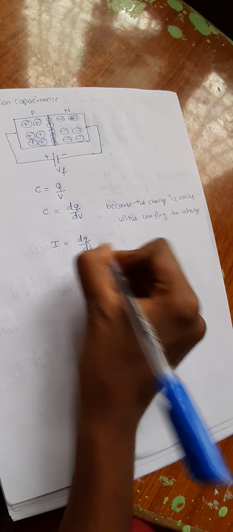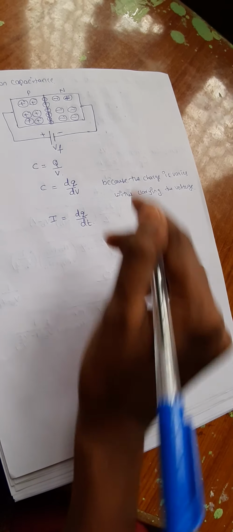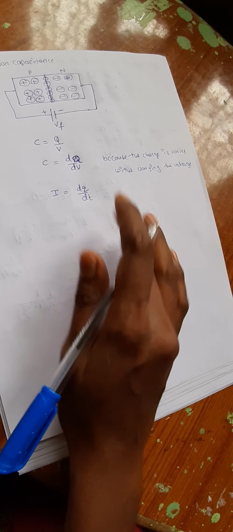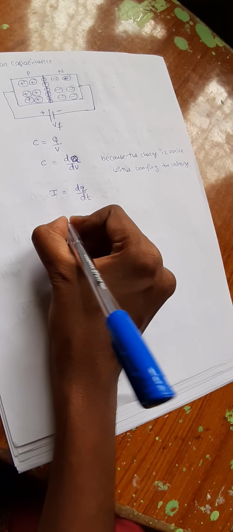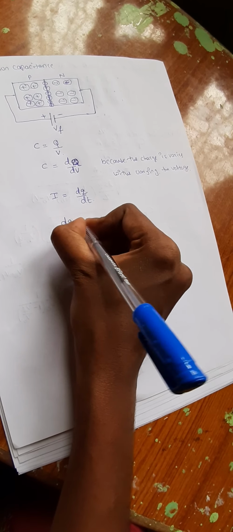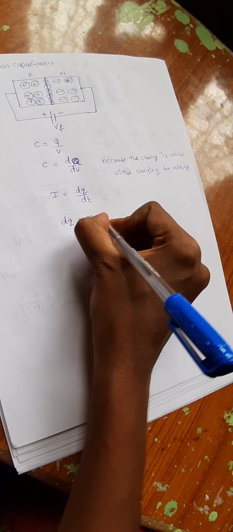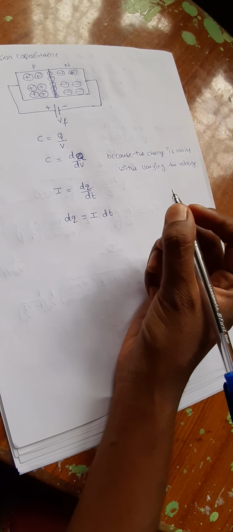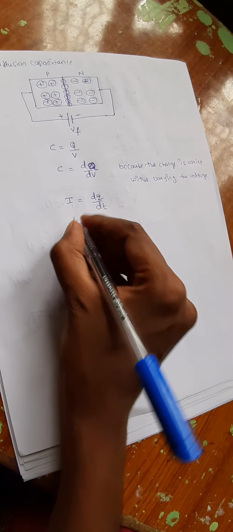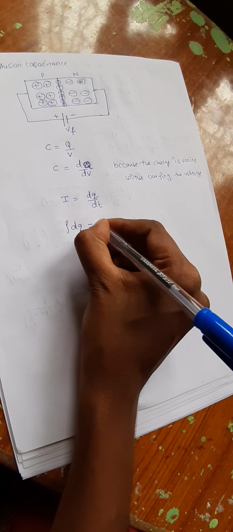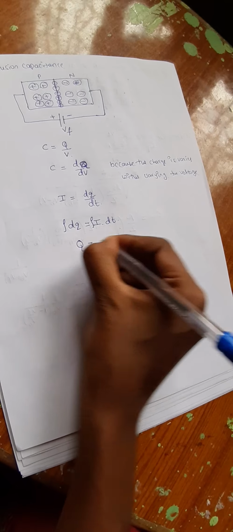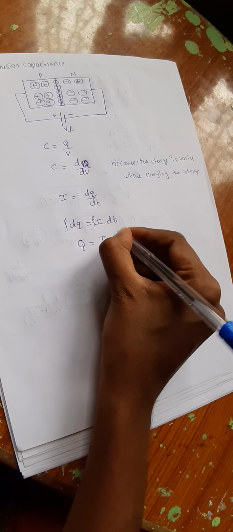dt, but we need a total charge. So here, let us consider dq itself. We need a total charge, so we can write dq is equal to I into dt. So we integrate both sides, then we get q is equal to I into t.